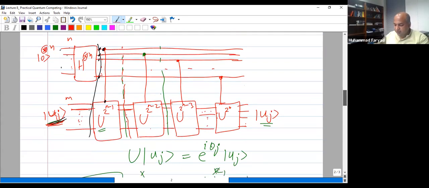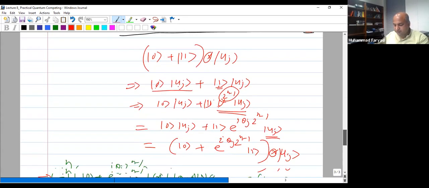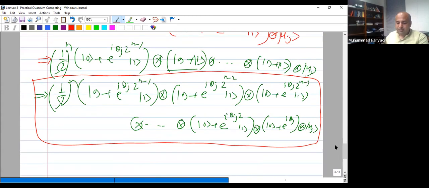So let's see what this output looks like. Remember, our goal is to find this theta j. We are trying to find this theta j. That is our goal. And it is appearing in all of these qubits over here. Okay, so if we look closely at this state that I have written in front of you, this actually matches exactly the output of a Fourier transform with a little bit of variation.